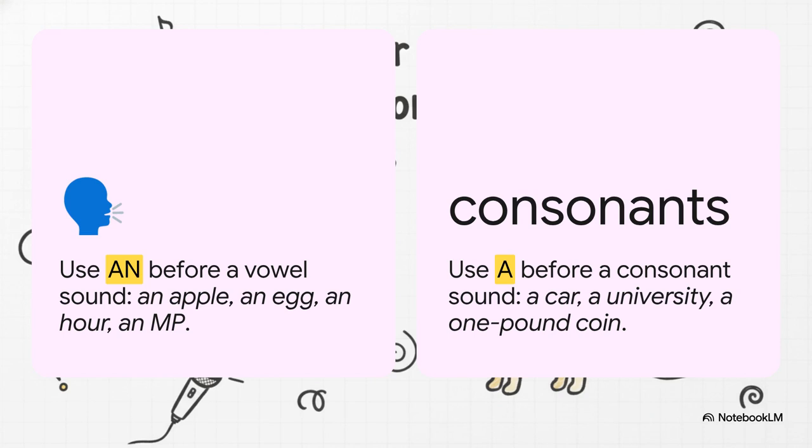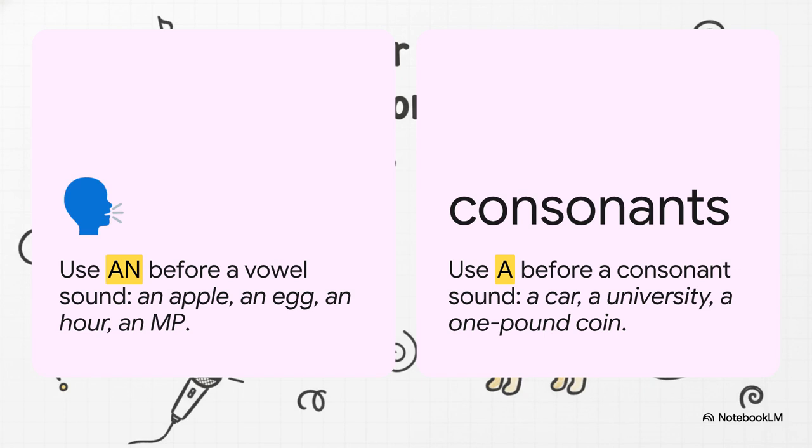This lays it all out perfectly. Over on the left, we're using an because the words start with a vowel sound. An apple, an egg, those are easy. But check out the tricky ones. In hour, the word starts with H, but the H is totally silent. The first sound you actually hear is ow, a vowel sound. Same with an MP. The letter M is pronounced em, which starts with that vowel sound.